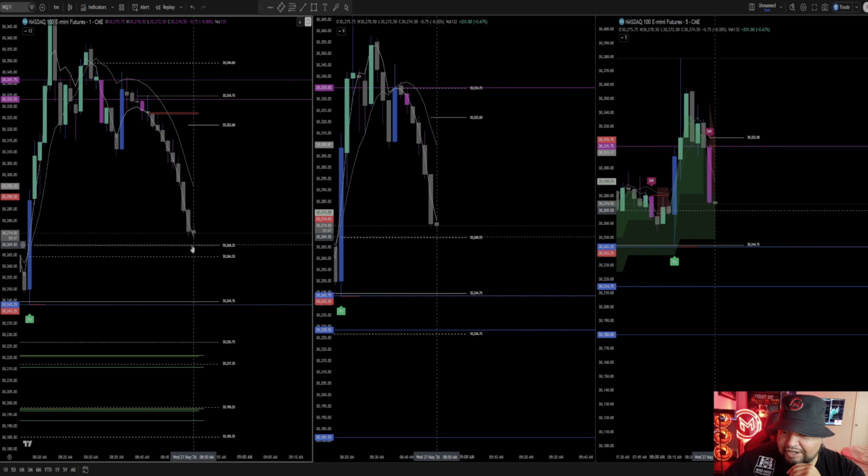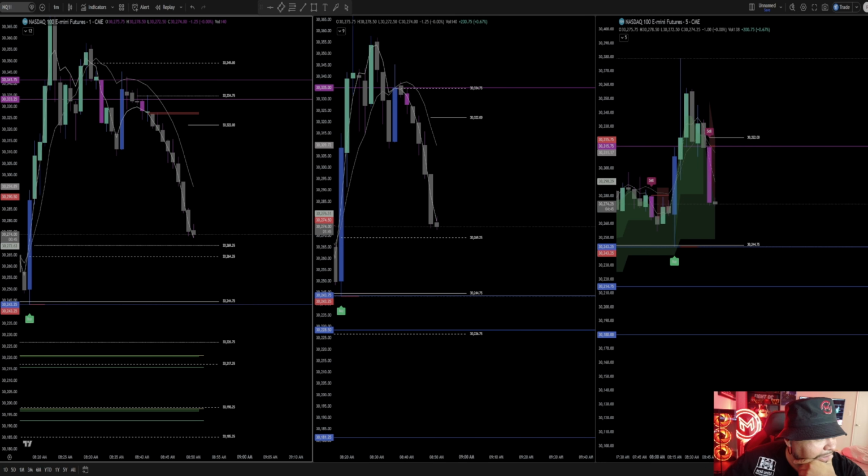All right, here's our next area, the 69 area. The DOM's still not really reacting yet. It's not speeding up at all. Now it's speeding up a little bit, but speeding up and pushing down. If this area is going to hold, I'd want to see it speed up and pull up. But right now it's speeding up and pulling down.